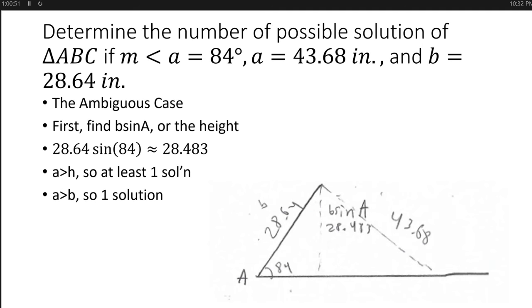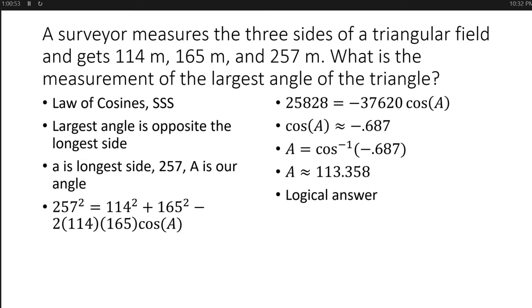All right, let's move on to the next problem. A surveyor measures the three sides of a triangular field and gets 114, 165, and 257 meters respectively. What is the measurement of the largest angle of the triangle? So, we have to remember that the largest angle is opposite to the longest side of a triangle, and we have three sides, so that's law of cosines.